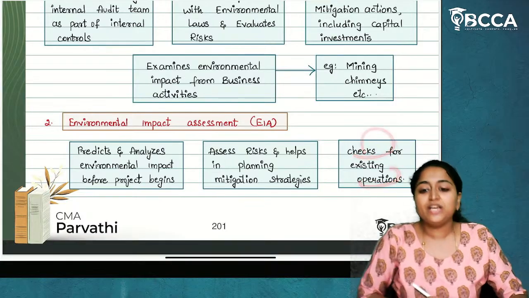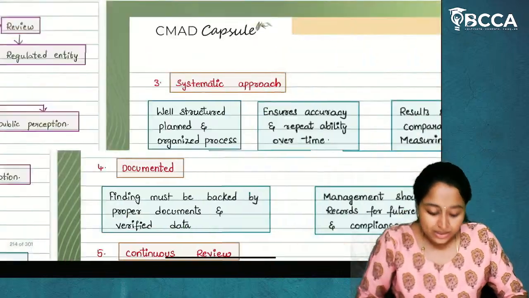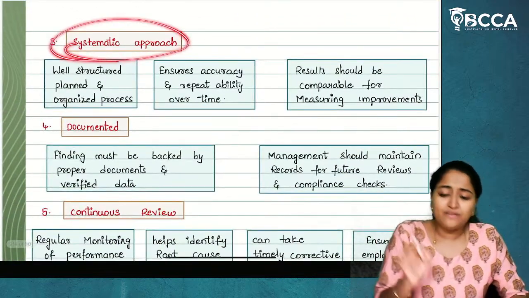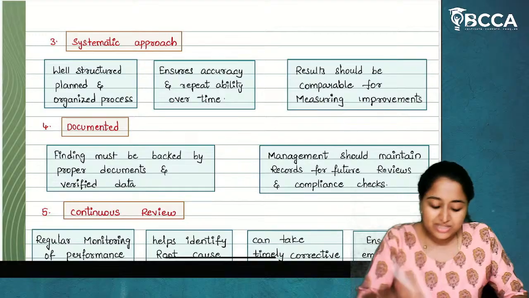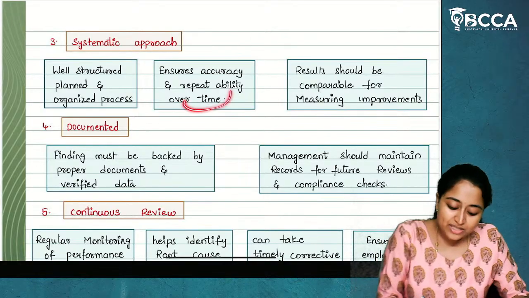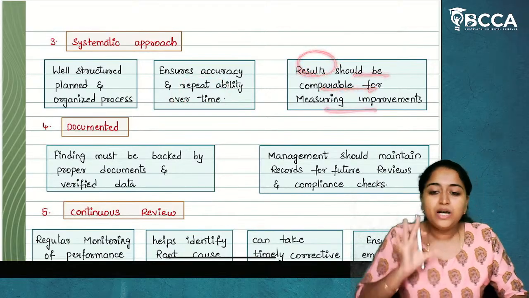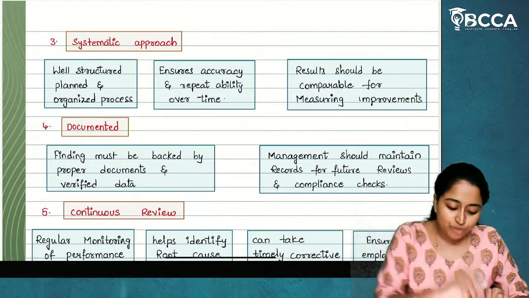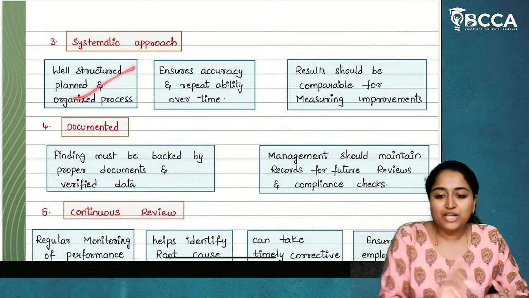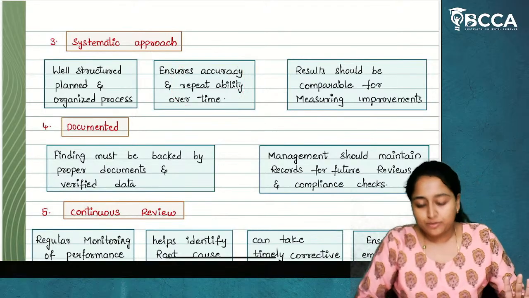Checks for existing operation. So, this is how environmental impact assessment will be done. Next, it is always a systematic approach. This environmental audit will be done based on a systematic approach, based on repeatability over time. Results should be comparable for measuring improvement. Always there should be a result. Structured plan should be there. Organized process should be there. And timely approach should be there.